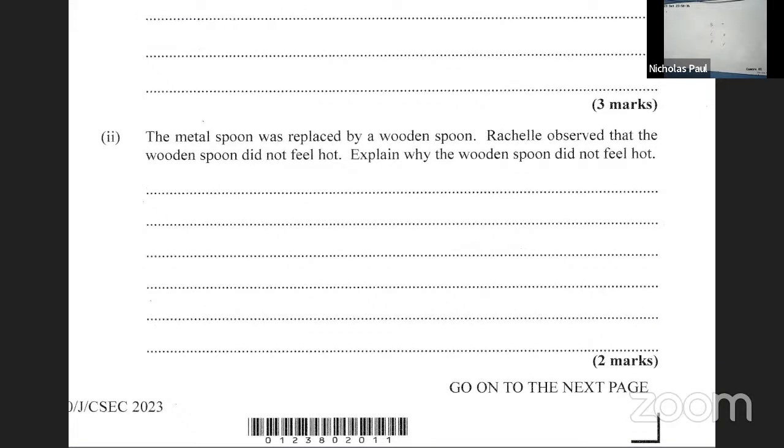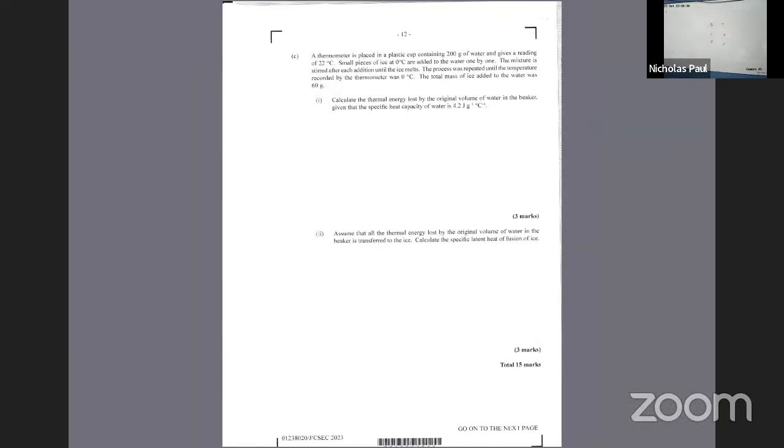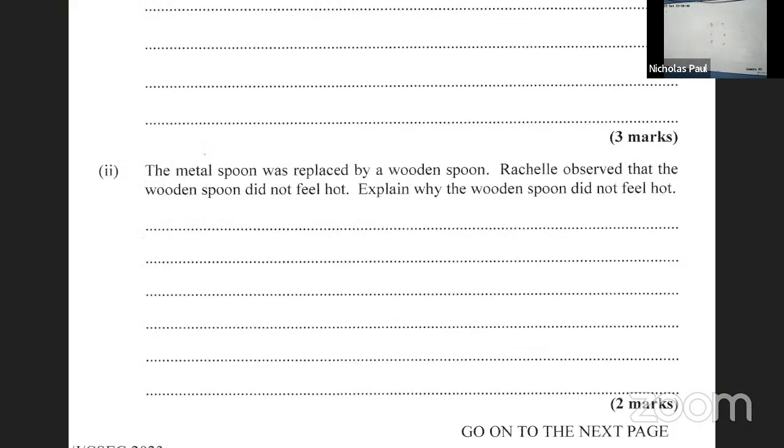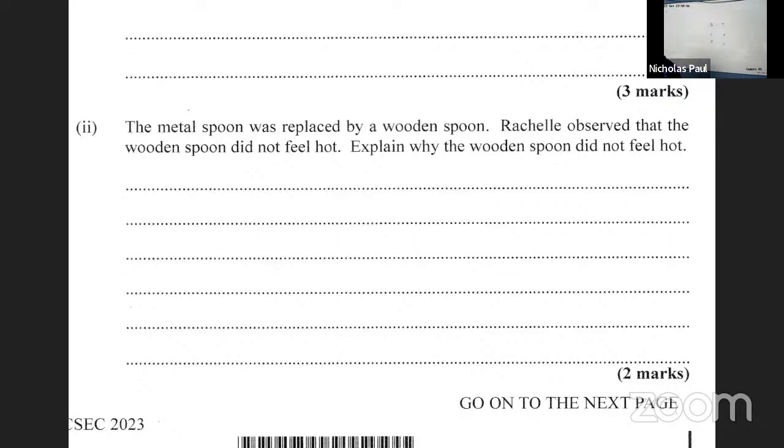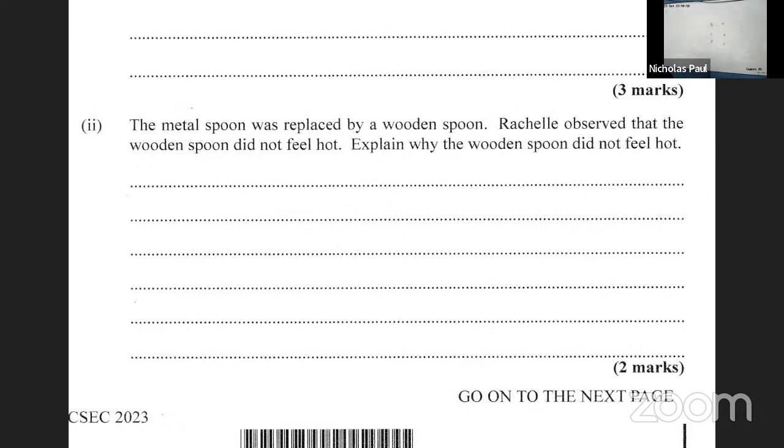Next part. The metal spoon is now replaced by a wooden spoon. Raquel observed that the wooden spoon did not feel hot. Why?